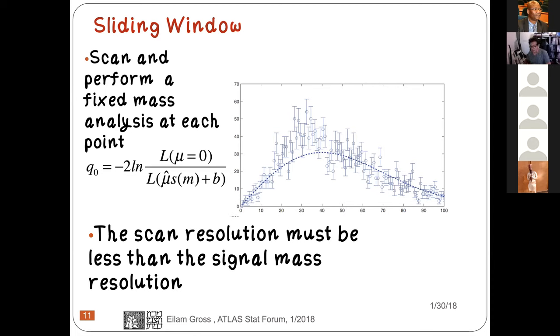Usually, especially in the Higgs analysis, the physical width of the signal is much smaller than the detector mass resolution. And you know the detector mass resolution. But if the signal becomes very, very wide, for example if I look for a Higgs with a mass of a few TeV, then the width of the signal might become bigger than the mass resolution. You have to actually use your brain here, your common sense, to design it.